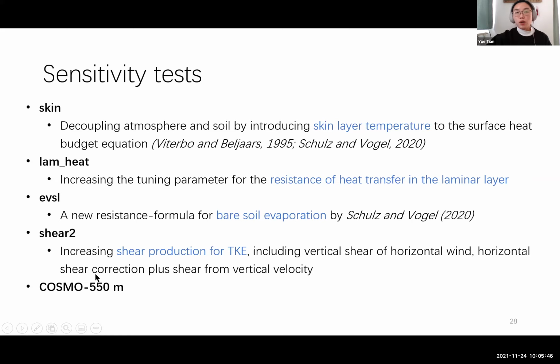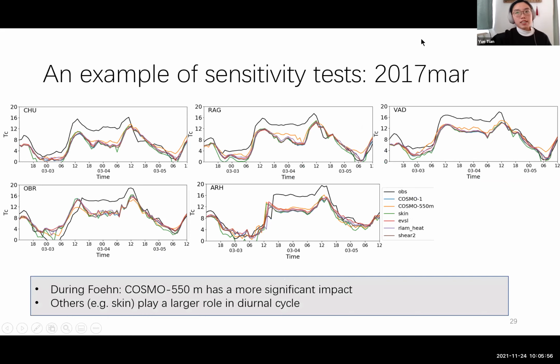And the last one is that we simulated all the cases again with even higher resolution, so COSMO at 500 meters. And here is an example, the time series of temperature for the March 2017 case. We see that most of the sensitivity experiments don't have big differences between them, except for COSMO 500 meters.